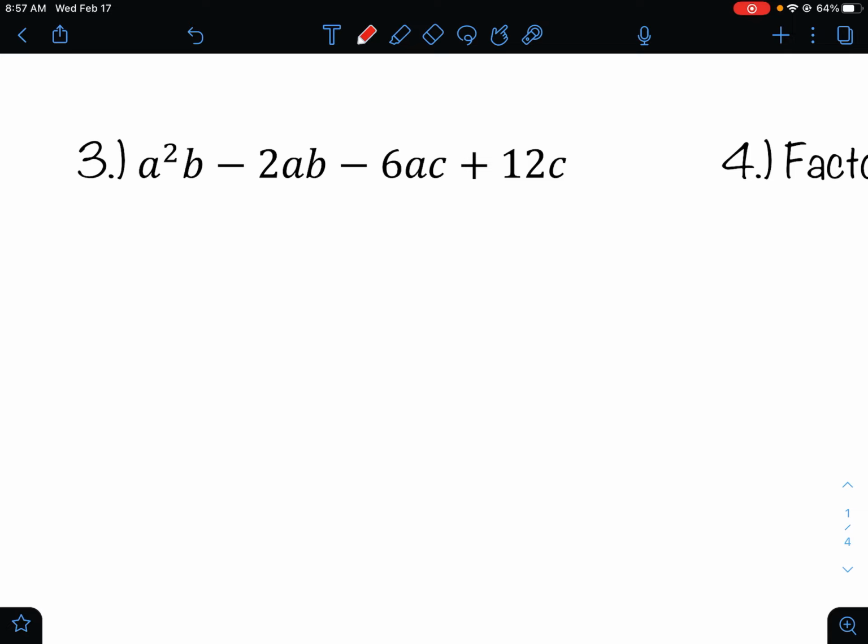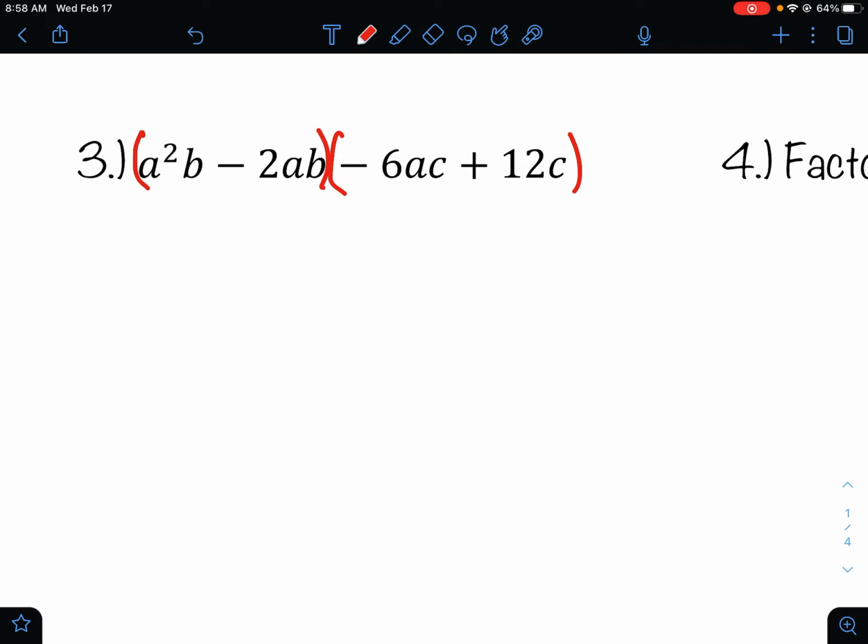But basically, what tells you that this is grouping is the fact that there are 4 terms. The fact that there are 4 terms signifies the red flag, like, hey, I'm grouping. And so what you do is you're going to group the first 2 terms and then group the second 2 terms. And then you are going to take out a GCF in each one.